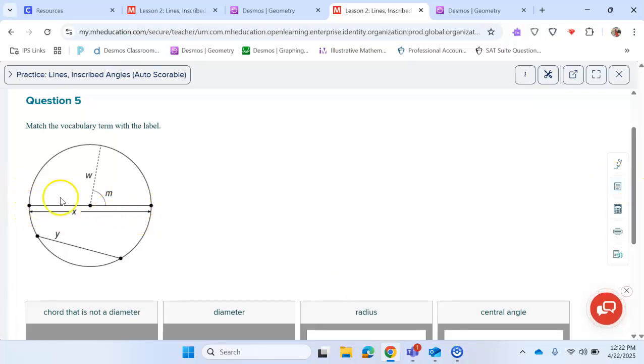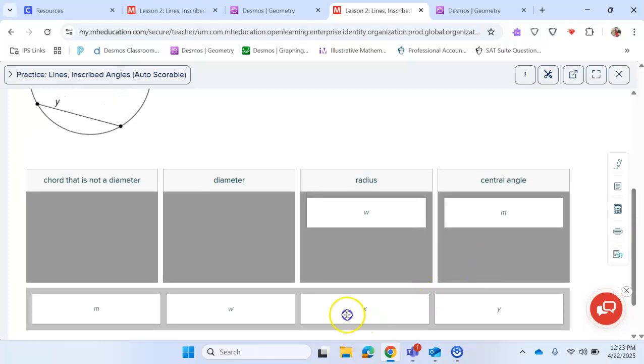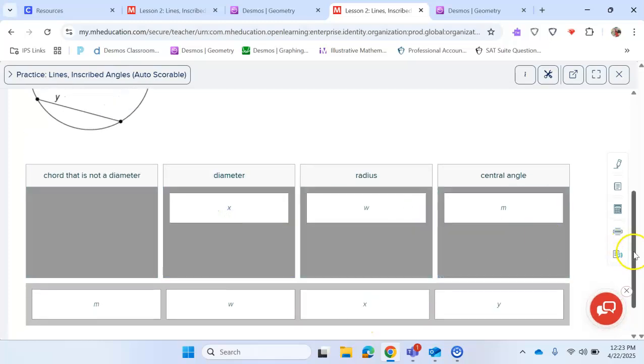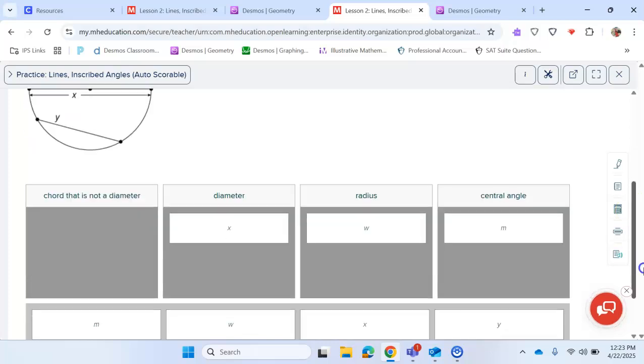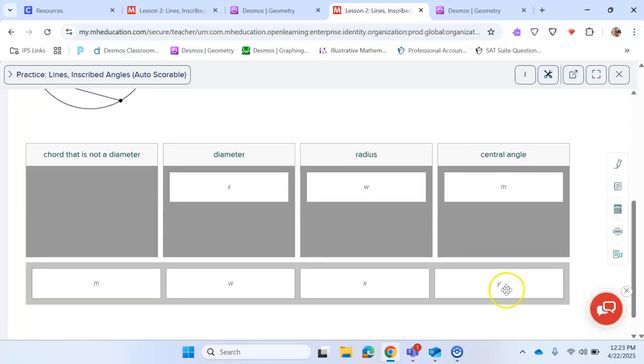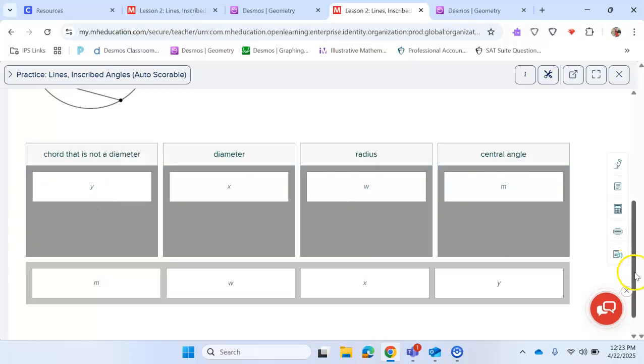You can see it is a line that goes all the way across. It is a chord that goes through the center. So it is a diameter. And finally, Y. Y is just a chord. It has endpoints on the circle, but it does not go through the center. Y is a chord that is not a diameter.